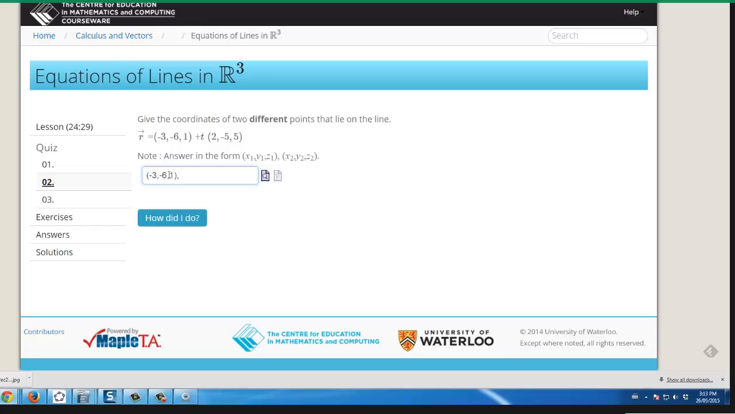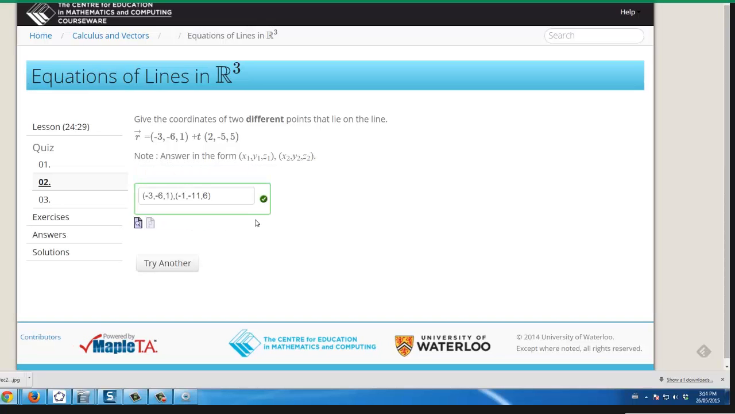negative 1, negative 11, and 6. And how did you pick that one? I just added the direction vector. Yes, so you just added the direction vector. What value were you using for the parameter t? Just one. So you gave t the value of 1. You found a second point on the line. You did amazingly well.